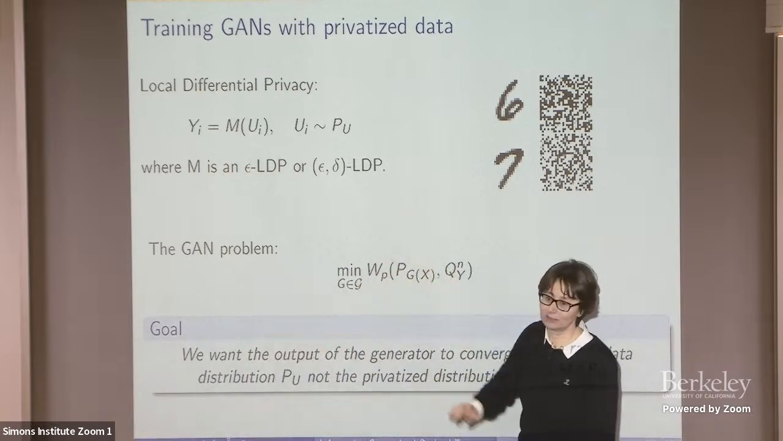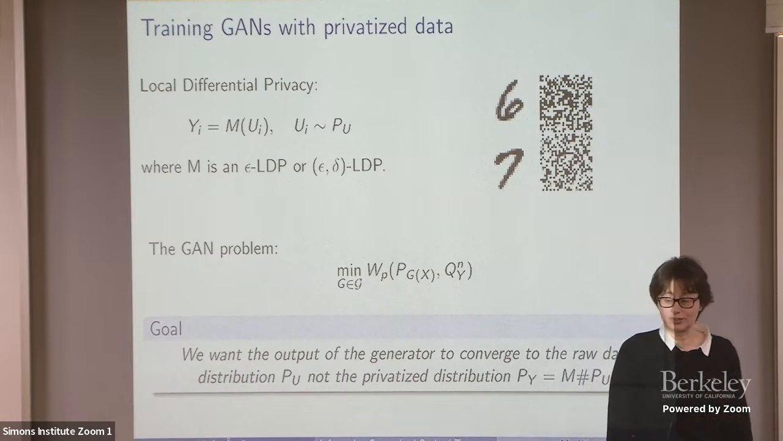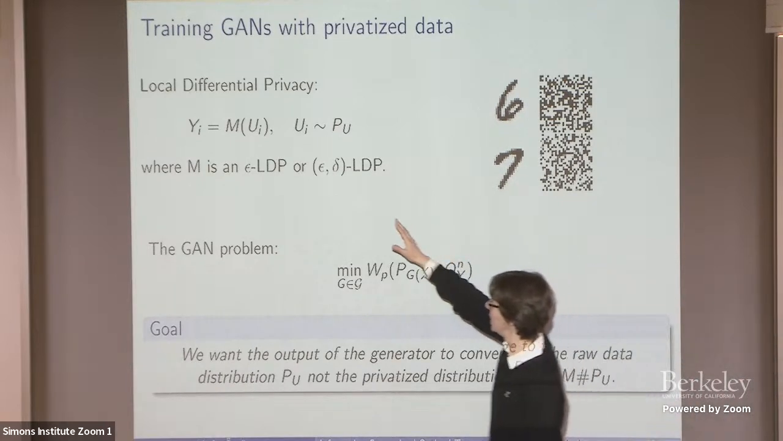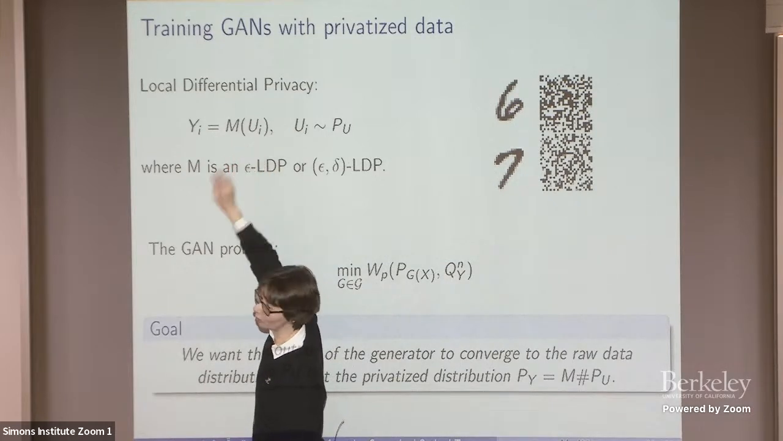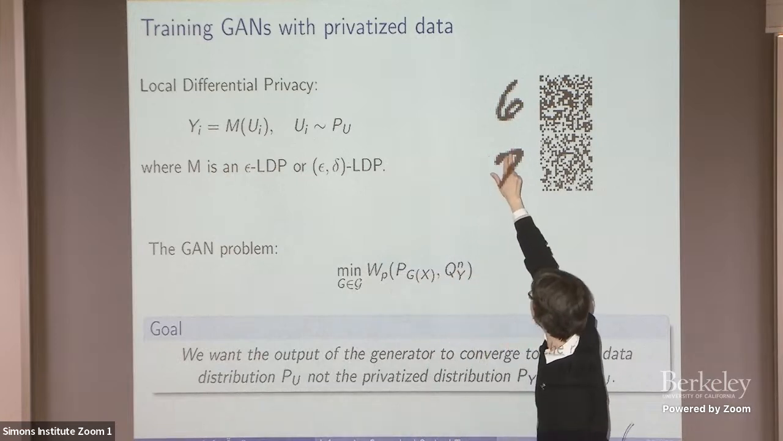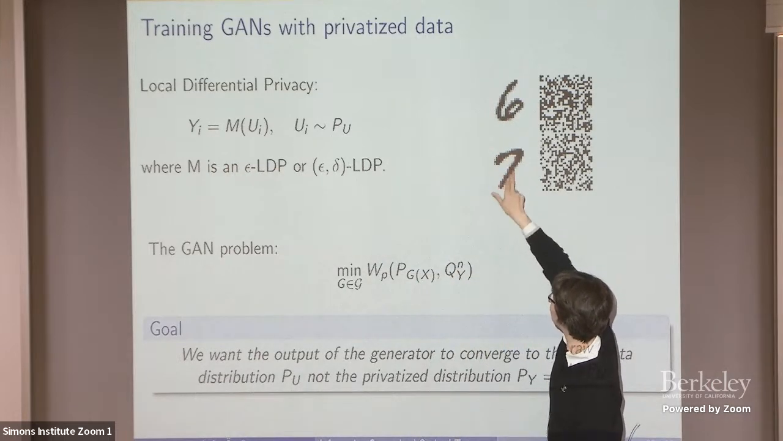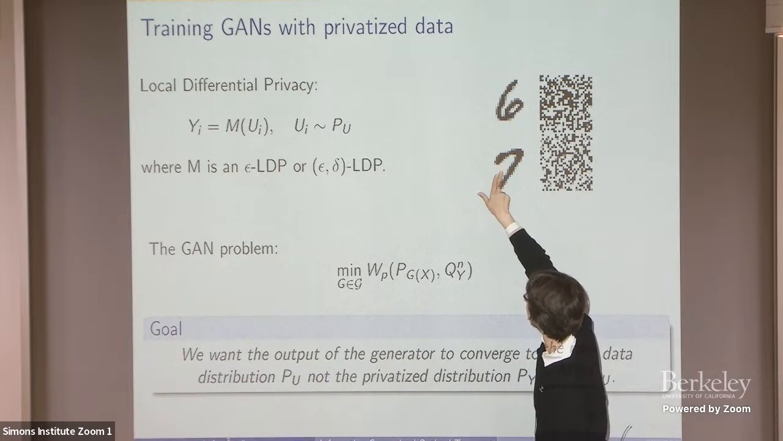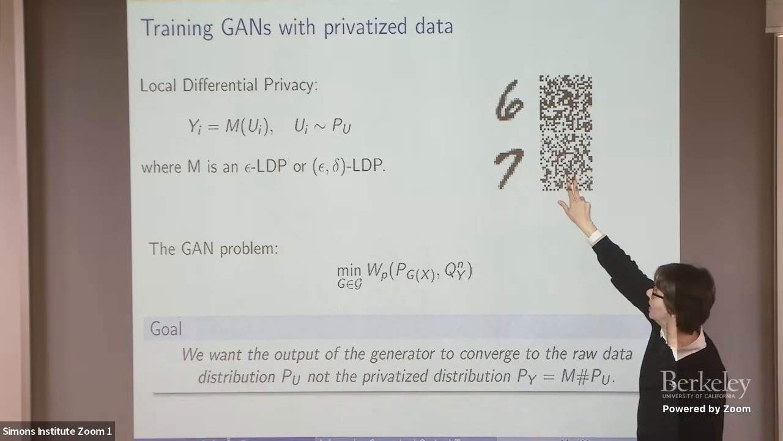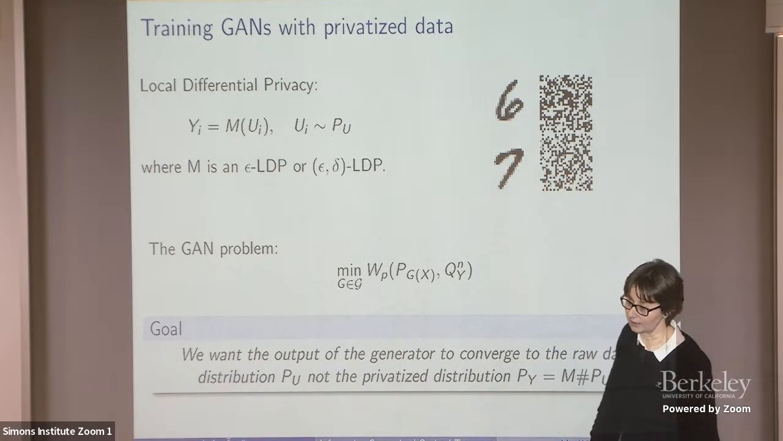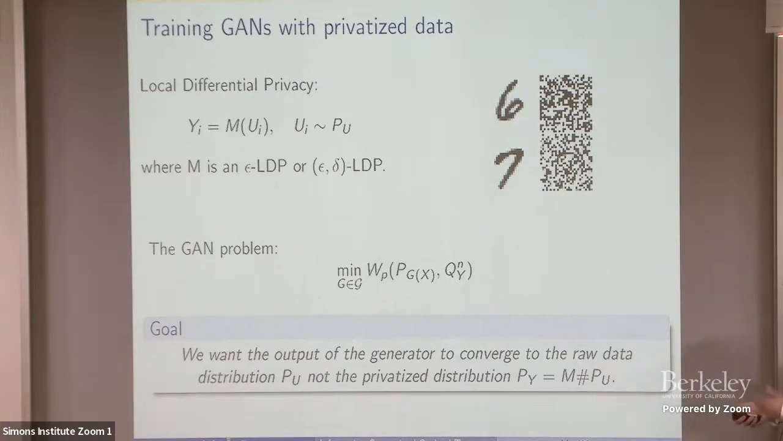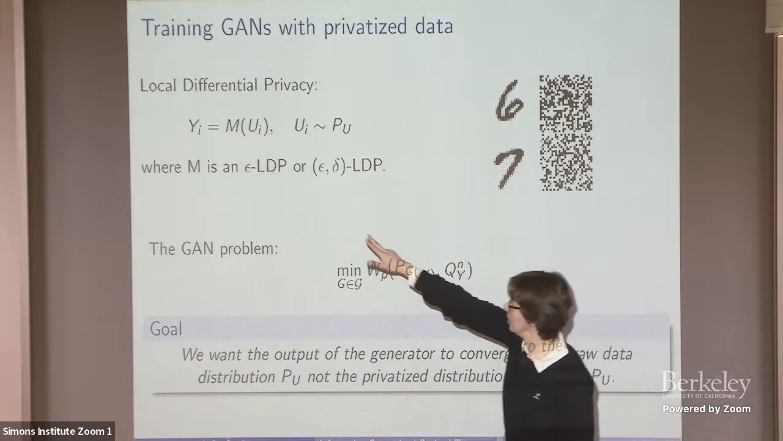I won't define formally what the notion of local differential privacy is, but you can just think of it as adding a sufficient amount of noise to the sample so that you are hiding the raw sample. So for example, if our samples here are images from the MNIST dataset, instead of sharing these samples as they are, you're sharing this, which is a noisy version of this. Noise is added so that you're hiding the underlying information. And the question we would like to ask in this case is, how can we train GANs from privatized samples, from these YIs?